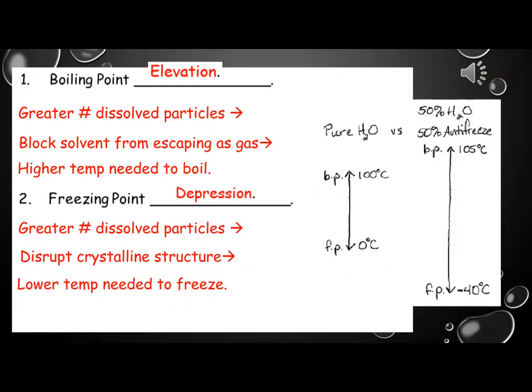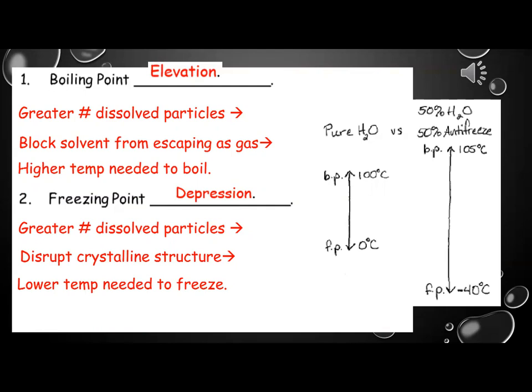Why is that? Because when we have a greater number of dissolved particles in our solution, those particles that have dissolved are going to block the solvent gas from escaping. So remember, when we want to boil things, we want to turn them from a liquid into a gas. If we have a lot of things in our solution blocking the way for those solvent particles to become gases, it's going to take a higher temperature in order to boil them away.